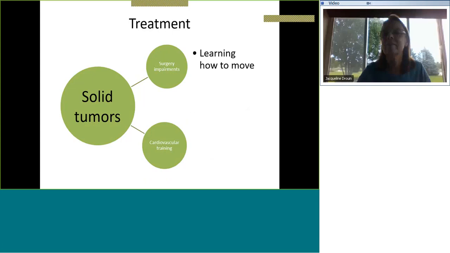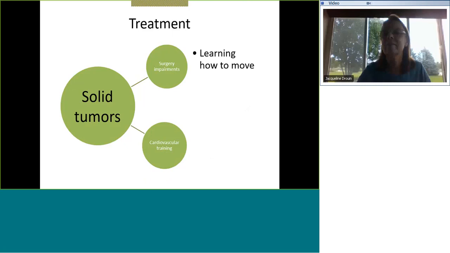Now, as solid tumors can generate impairments due to the surgery, the child will probably have to learn how to move again the area involved. This entails functional mobility, strength, and range of motion. Also, they will require cardiovascular training due to the intensive therapy and prolonged rest they undergo.